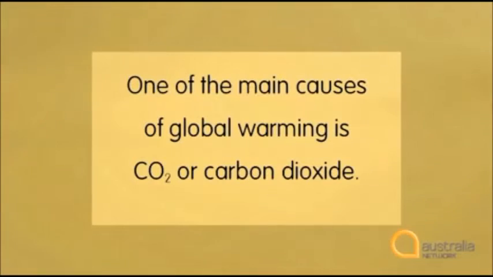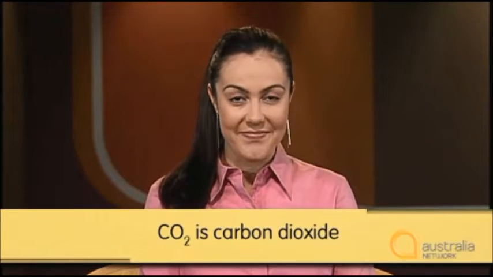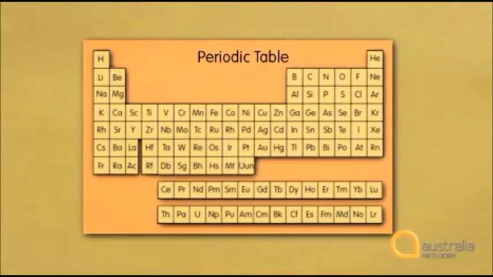One of the main causes of global warming is CO2, or carbon dioxide. CO2 is carbon dioxide. When you're looking at environmental issues like global warming and greenhouse gases, it's often necessary to be familiar with these kinds of chemical terms. You should try to learn the more common ones, like CO2. You might want to keep a copy of the periodic table in your notebook. That's the list of all the chemical elements and their abbreviations.